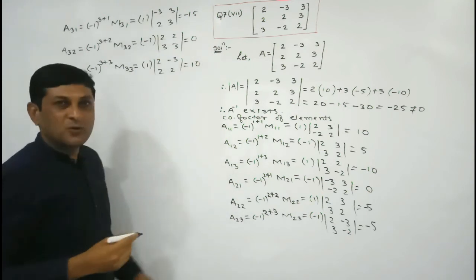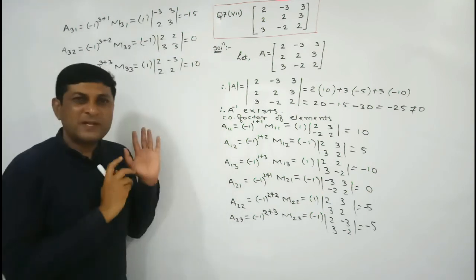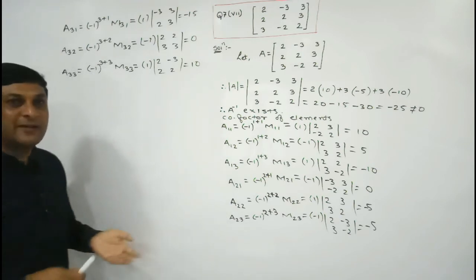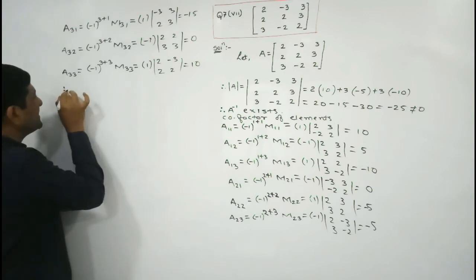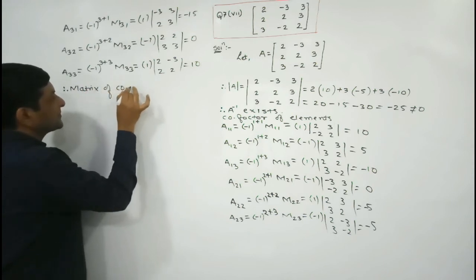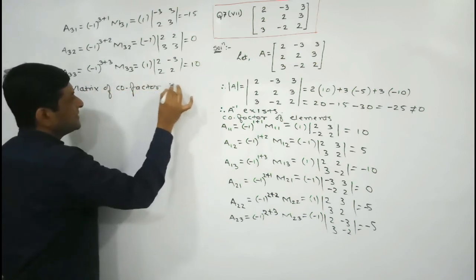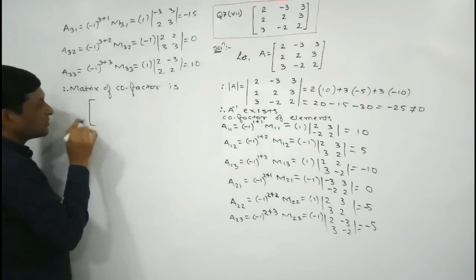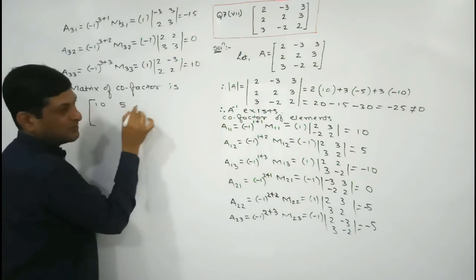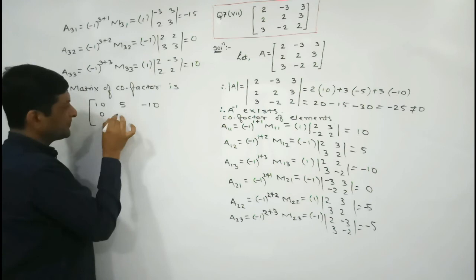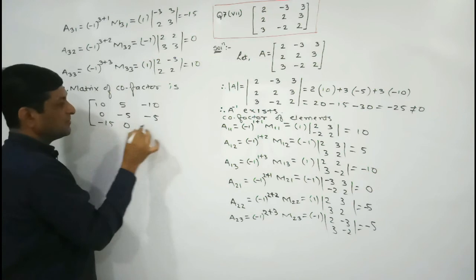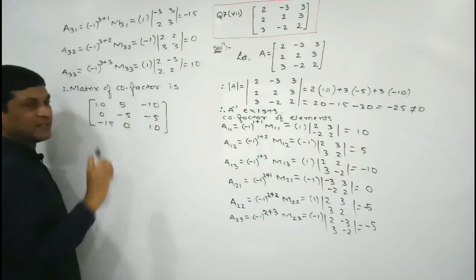In this way we have got the cofactor of all the elements. Once the cofactors of all the elements are known to us, the next step, the third step, is to write down the matrix of cofactors. Matrix of cofactors means collecting all the cofactors in one matrix. So observe the cofactors: 10, 5, minus 10, 0, minus 5, minus 5, minus 15, 0 and 10. We have collected all the cofactors in one matrix.